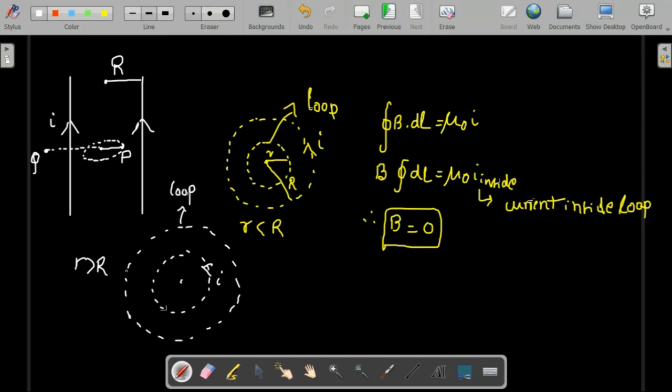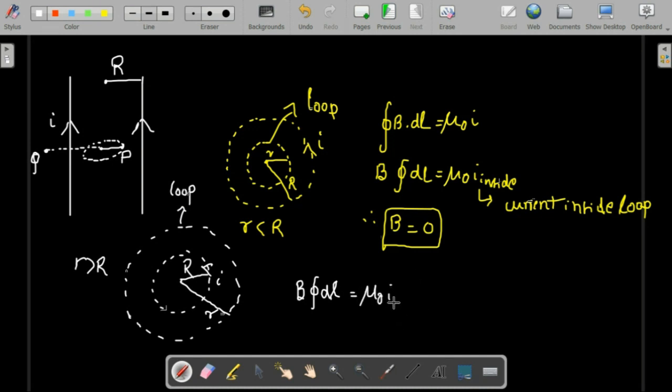Okay. So this was the cube. So this one is capital R now, and this is my small r. Now in this case, it's simple. We can simply write it down as B dl is equal to mu naught I.